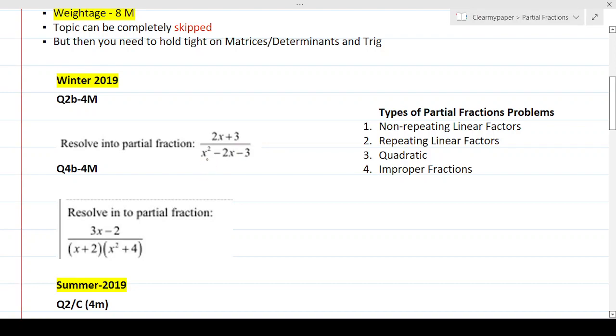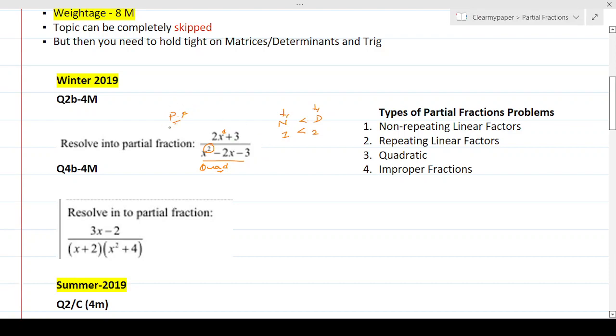If you see here, this appears to be quadratic to start with because of the power over here. But the first and foremost check we need to do is whether this is a proper fraction or an improper fraction. For that we need to check the degree of the numerator and the denominator. The degree of the numerator is 1, x to the power 1, and in the denominator the highest power of x is 2. So 1 is less than 2, that means the numerator degree is less than the denominator degree.